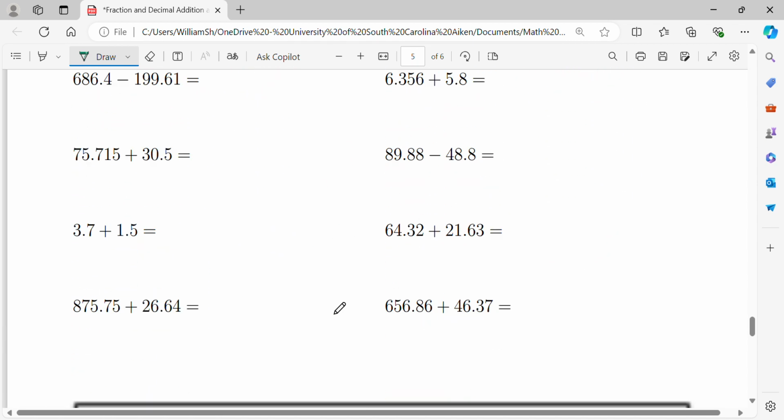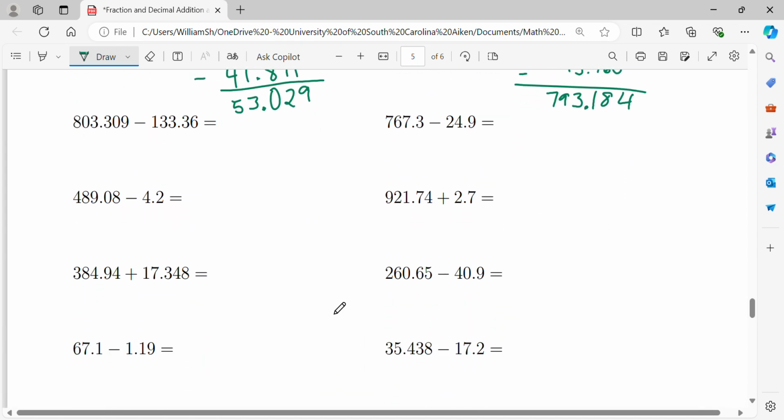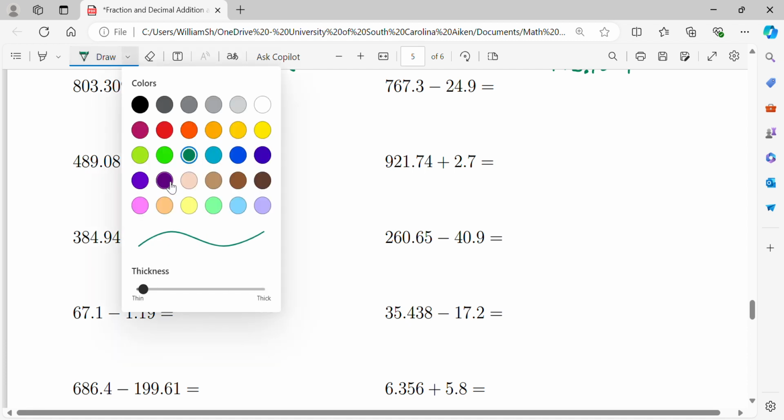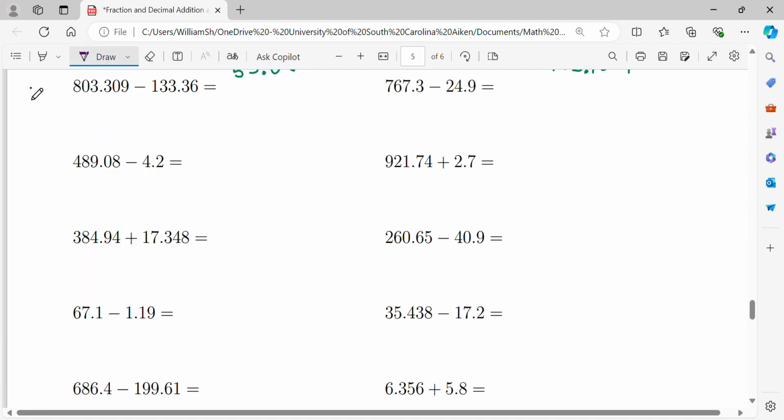Don't be intimidated. There are a lot of them on here, but we're going to go through them. Here to help. Here to review. A lot of people get stuck on these, so let's keep going. Alright. We have 803.309 minus 133.36.